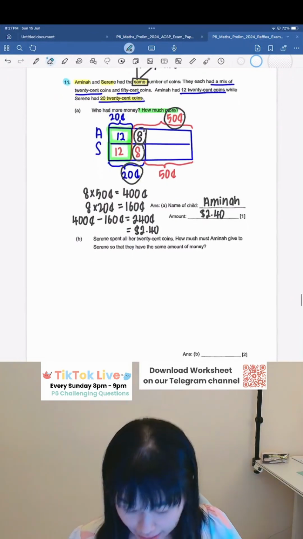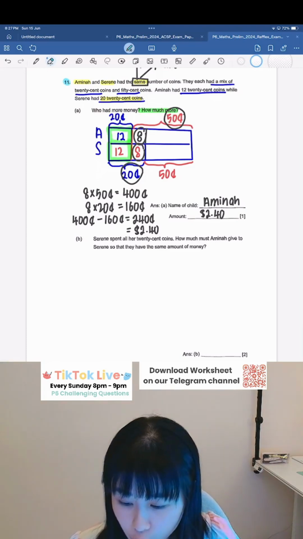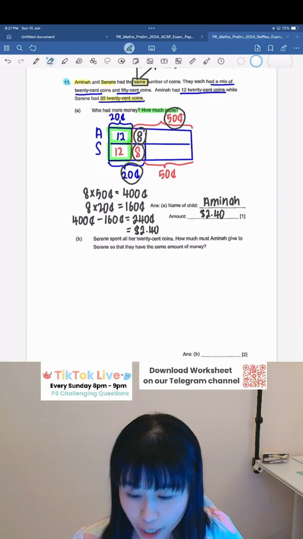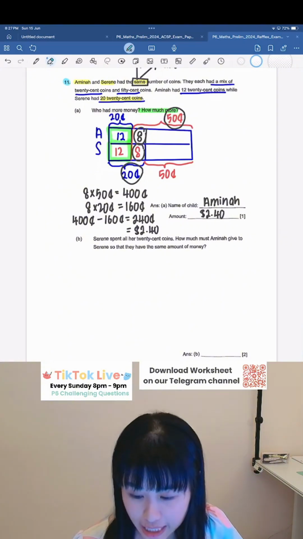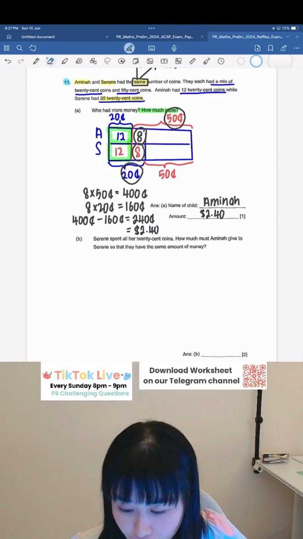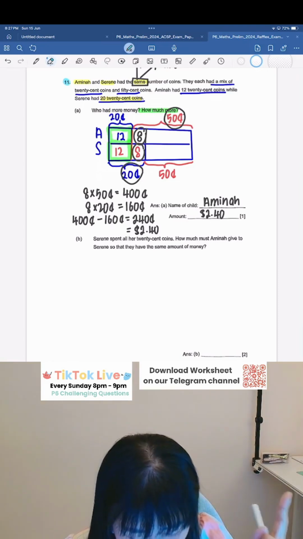Okay, number 11. Let me continue, okay? Serene spent all her 20-cent coins. How much must Amina give to Serene so that they have the same amount of money? Okay, so Serene spent all her 20-cent coin.